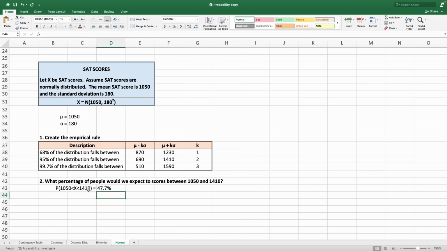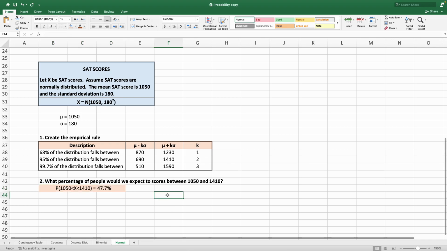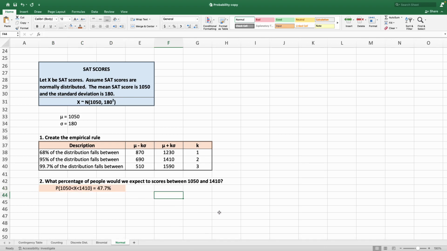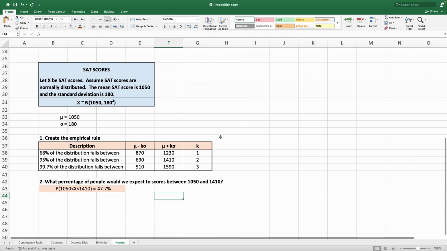We get 47.7. Again, we did all of this in the handwritten notes, and so if some of these things are confusing, please go back and review those. And that is pretty much everything we need to know for Excel in week 2.